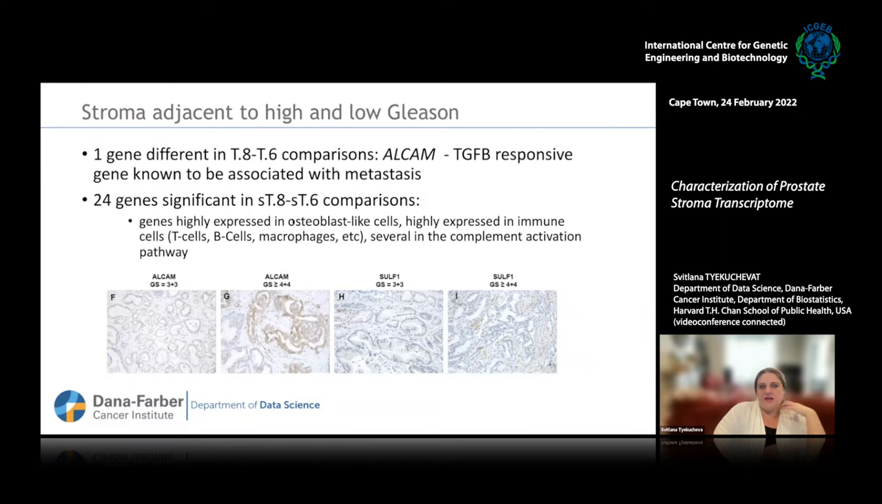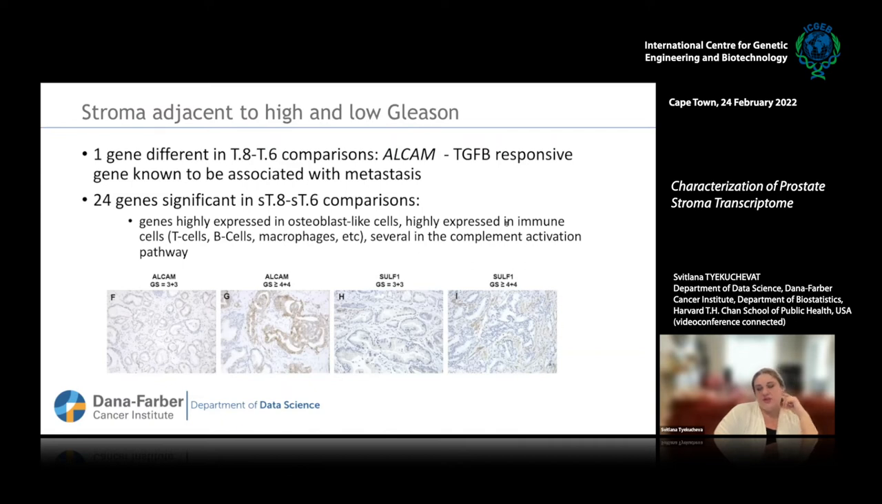Those genes were highly expressed in osteoblast-like cells and highly expressed in immune cells: T cells, B cells, macrophages, and so on. And several of those genes belong to the complement activation pathway. This is just an example of IHC validation, this is for ALCAM, and this is for SELF1. And you do really see that you have enrichment of those genes here in the epithelium of a Gleason 4 plus 4 case versus 3 plus 3.